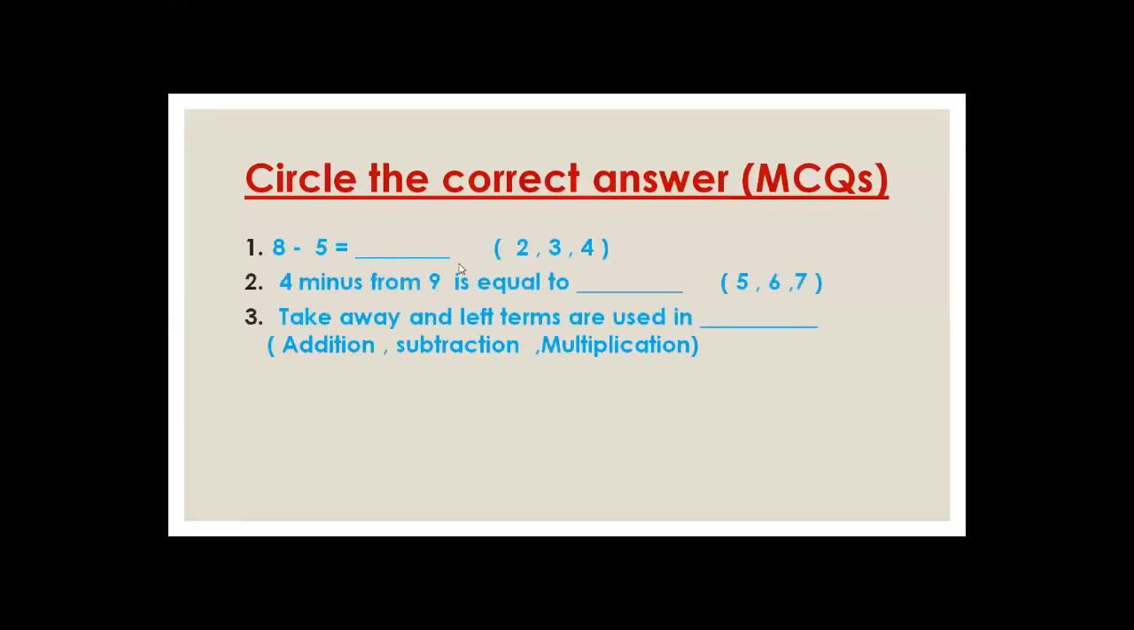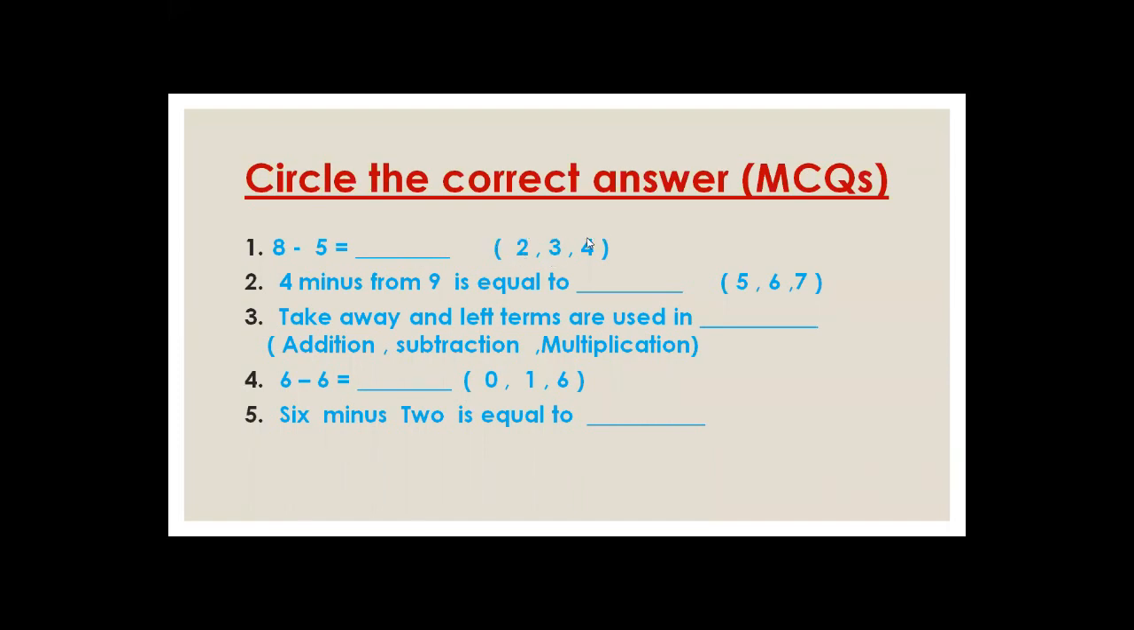Now circle the correct answer. These are MCQs, and that is help for you. There are 5 MCQs here. We solve the first one: 8 minus 5. So you subtract, 8 minus 5 equal to dash. Which answer is correct?